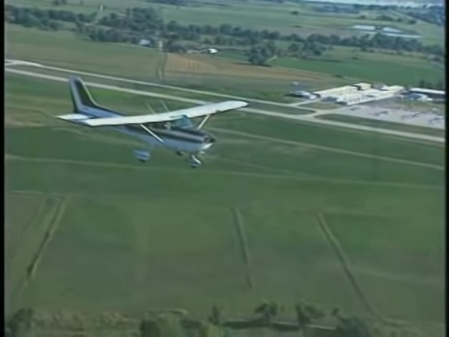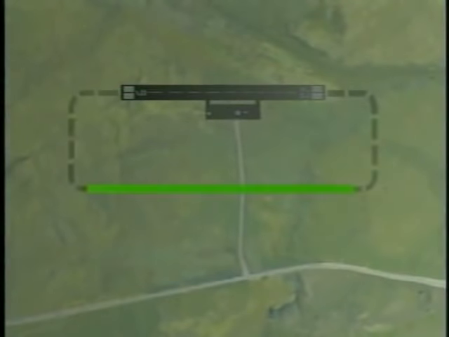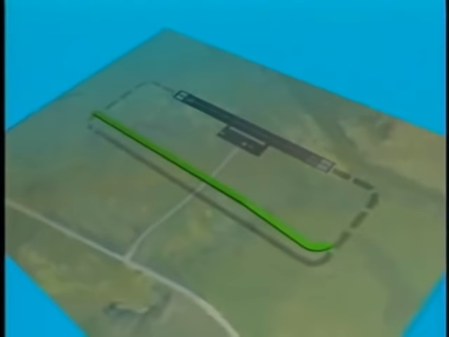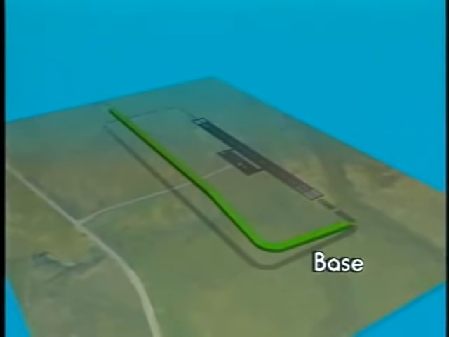Traffic patterns have several segments or legs. The downwind leg runs parallel to the runway and is flown in the opposite direction of landing. Most of this leg is flown in straight and level flight. As you approach the end of the downwind leg, you begin a descent, then make a descending turn to the base leg. The base leg is flown in a straight descent. When you near the extended center line of the runway, you make another descending turn. The final leg is a descent along the extended center line until landing.